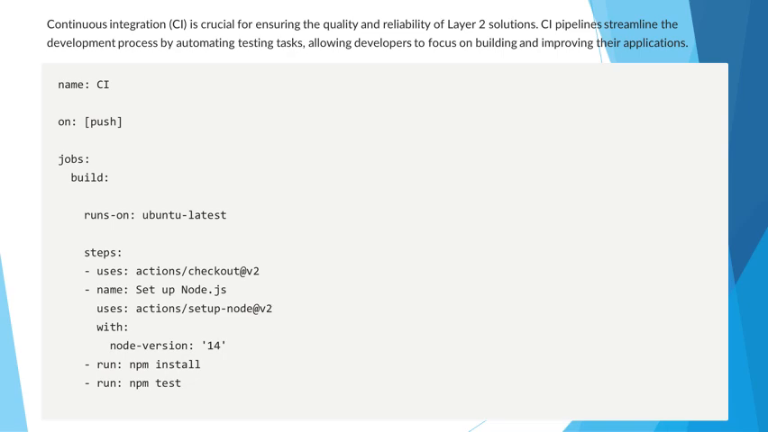Continuous integration is crucial for ensuring the quality and reliability of Layer 2 solutions. CI pipelines streamline the development process by automating testing tasks, allowing developers to focus on building and improving their applications. So here is an example.